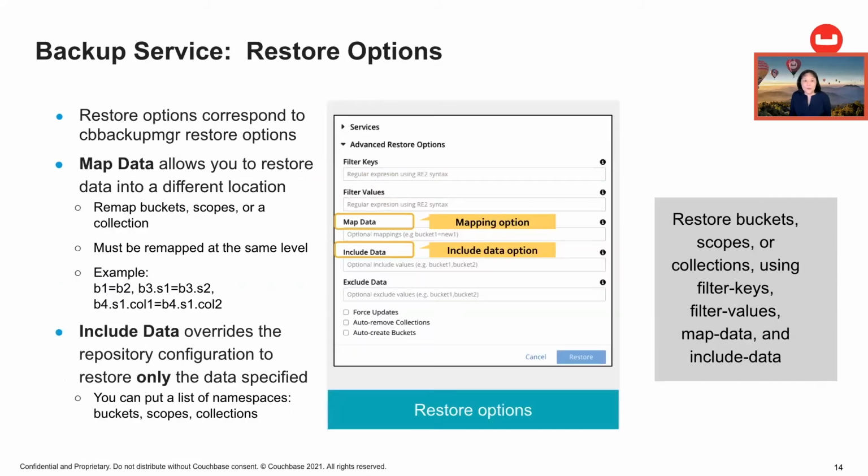Now on to restores. When you restore using the backup service, you can restore at the granularity of bucket, scopes, or collections. And you can map the data being restored into new buckets, scopes, or collections. These are the same options available in the CB Backup Manager command line tool, and I'll explain more about how they work in the next slides.